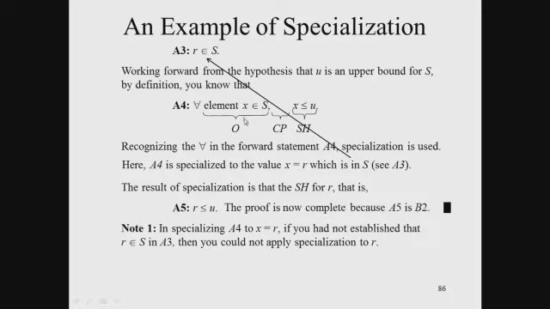But if you had not established that R is in S, you could not specialize this statement to X equals R. And the other comment is, notice how the techniques that we use vary as the statements change throughout the proof. When we see these keywords, we use this proof technique. When we see those keywords, we use that proof technique.